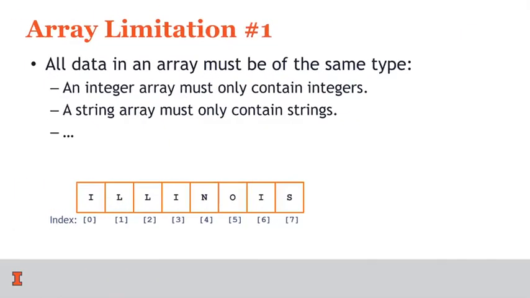Arrays have a few limitations. The first limitation is all data stored in the array must be of the same type. An integer array can only contain integers. A character array can only contain characters. A cube array can only contain cubes.